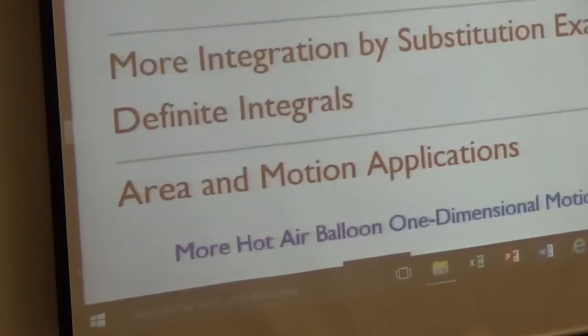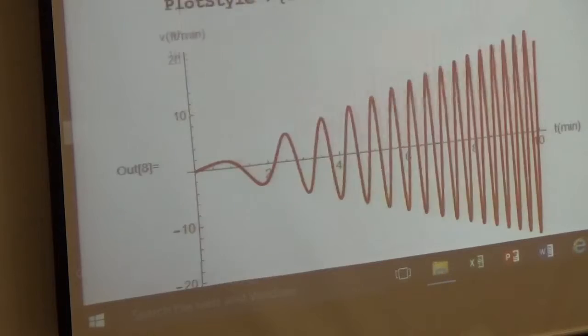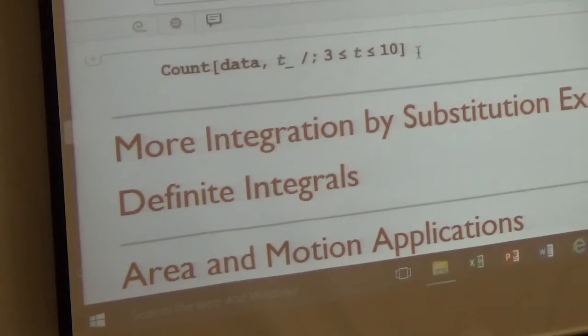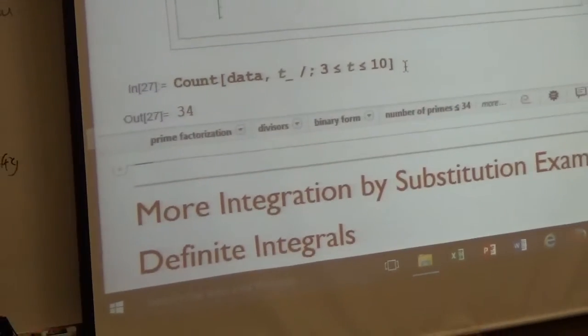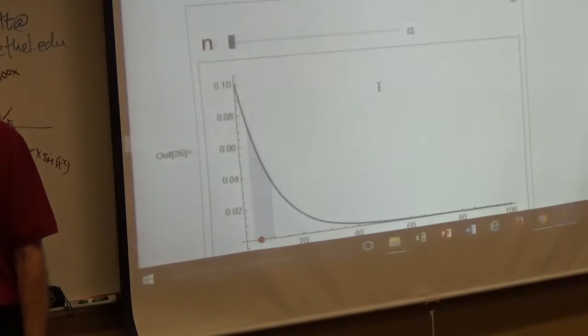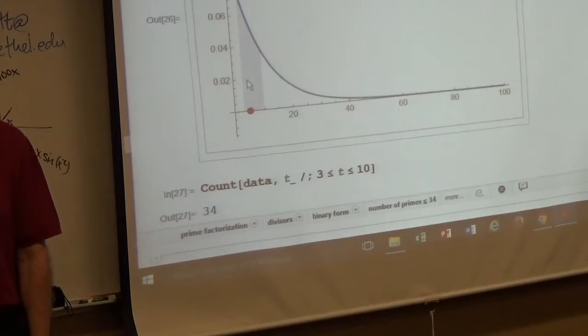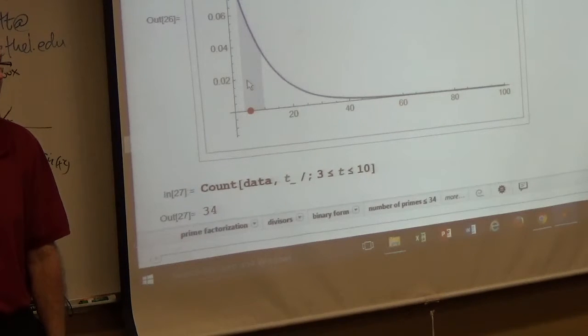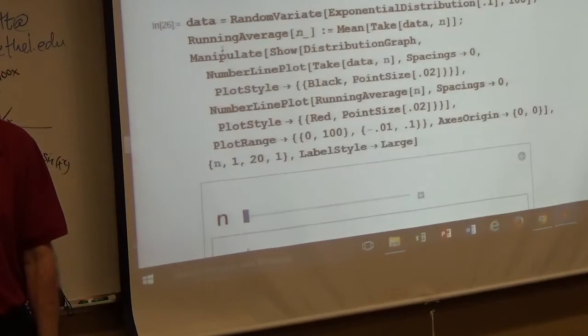Can I count how many of them? There are 100 cars total. How many went through the intersection? This will count how many. 34, close to 37%, which was the probability. 34 of them took between 3 and 10 seconds is what I'm trying to say. Close to 37%.